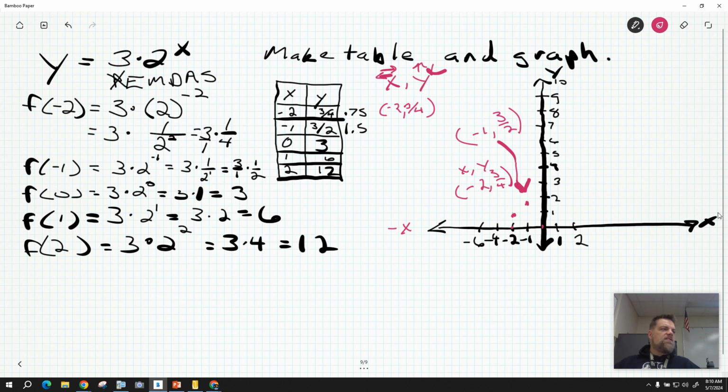Then 0 crosses at 3, right? Same thing though, for this one, I go 0 spaces. So from the origin, I go 0 spaces left or right, and then I go up 3. Okay? 1 comma 6, I'm going to go 1 space in the positive x direction, then I'm going to go up 6 in the positive y direction.